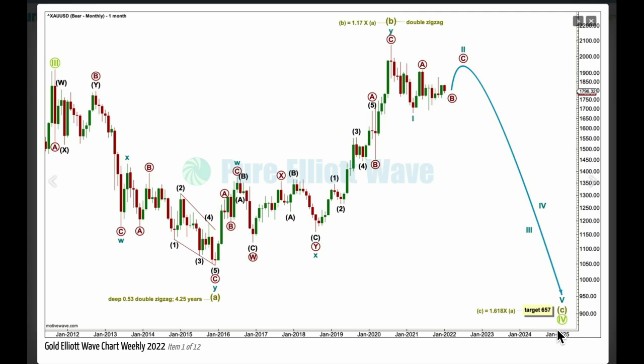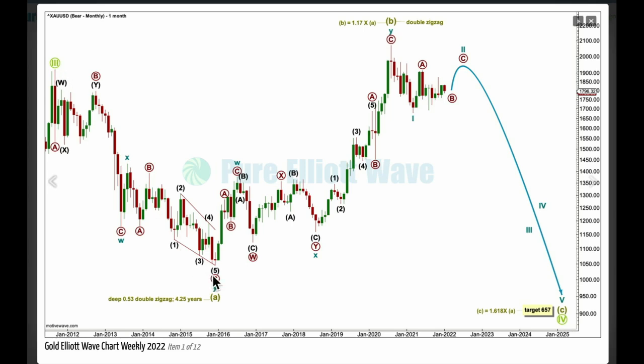Expanded flats are pretty common structures. Here's an example on a smaller time frame. A, B, C. B moves beyond the start of A, and then C, this one moves a lot further, but usually moves reasonably beyond the end of A. They're a sideways movement in an ever-increasing range. A much bigger example is expected to be unfolding for this huge fourth wave.